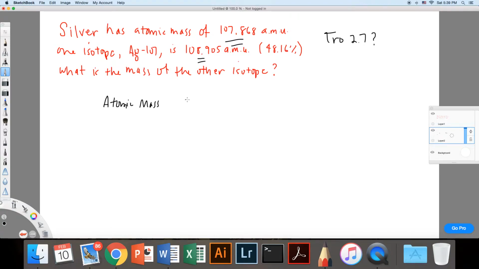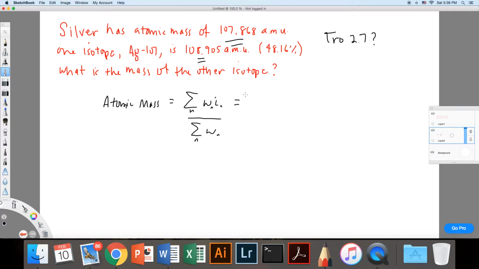Atomic mass is equal, it's a weighted average, right? So it's the sum times the weight of each isotope. I'm going to say I over N, all right? Divided by 1. And the weights are all 1, okay? So, N, all right?